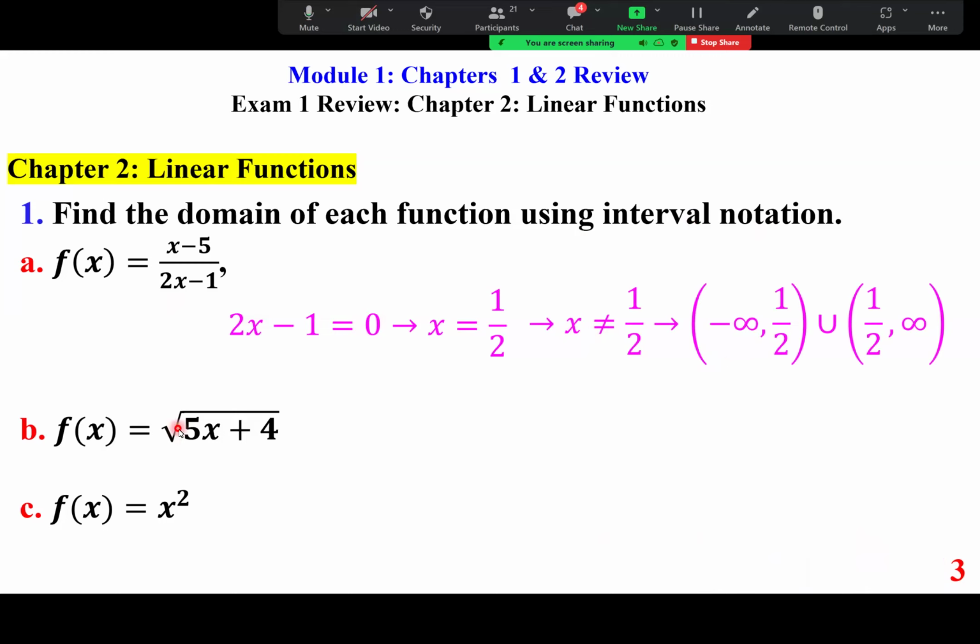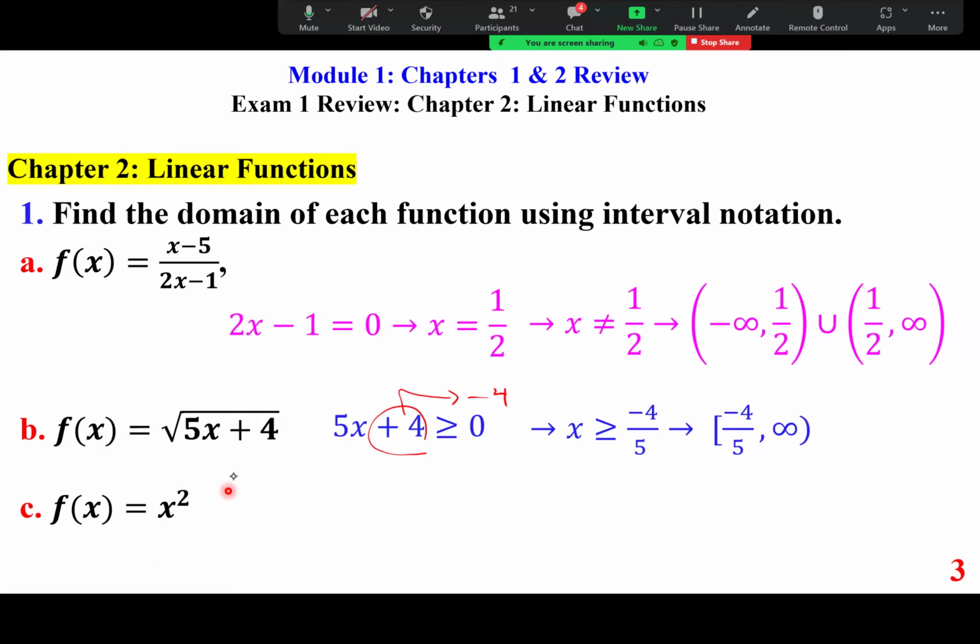A square root. When the index is even, what's underneath must be non-negative. So 5x plus 4 is greater than or equal to 0. Divide by 5. So x is greater than or equal to -4/5, and in interval notation, -4/5 to infinity.